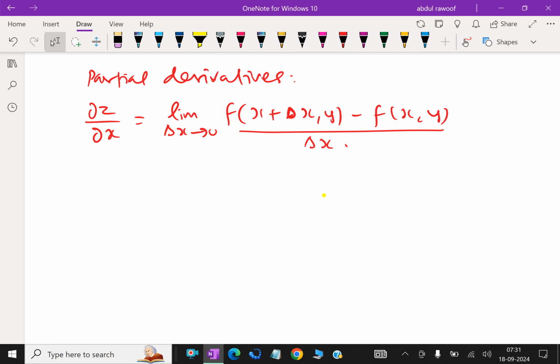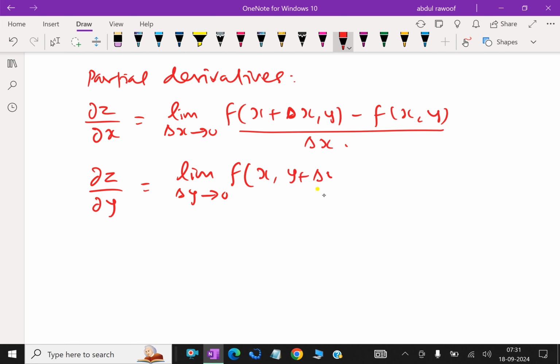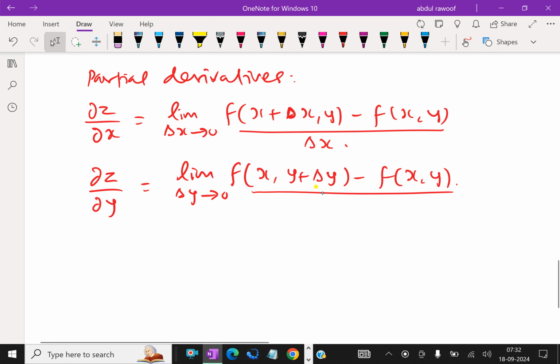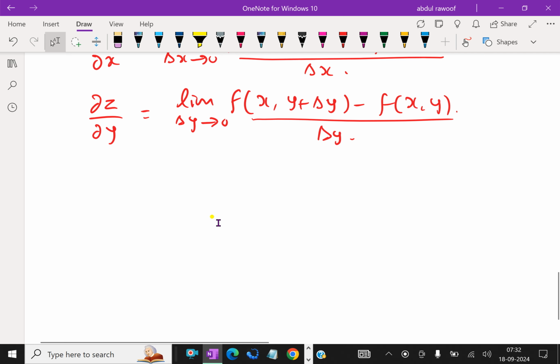Similarly, the partial derivative of the function z with respect to y, that is dou z by dou y, can be written as limit delta y tends to 0, f of x comma y plus delta y, minus f of x comma y, divided by delta y. This is the basic definition for the partial derivative with respect to x and y. Now we can understand this concept with some example problems. Look here.